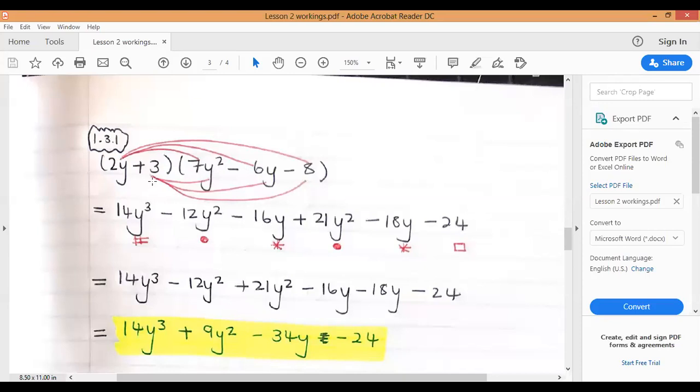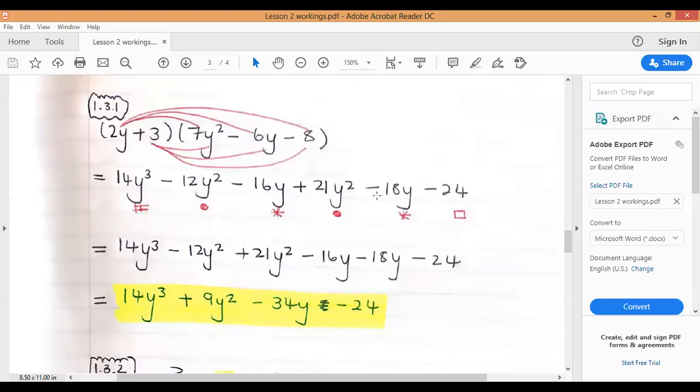Then 3 multiplied by 7y squared, you'll get 21y squared. Then 3 multiplied by negative 6y, you'll get negative 18y. Then 3 multiplied by negative 8, you'll get negative 24. So now you have cleared all your brackets. However, now you have to group. What I like to say to my students is we must group apple with an apple, banana with a banana, peach with a peach.